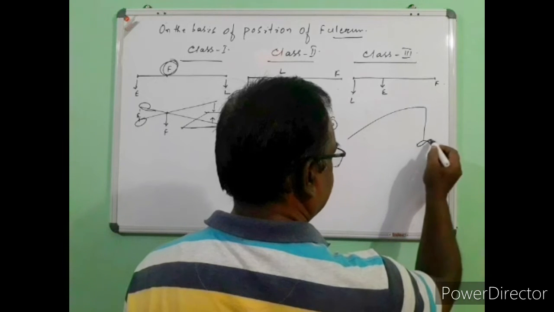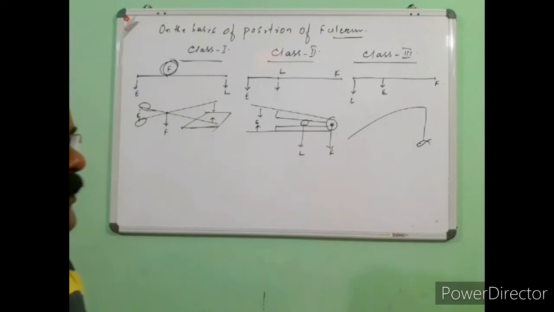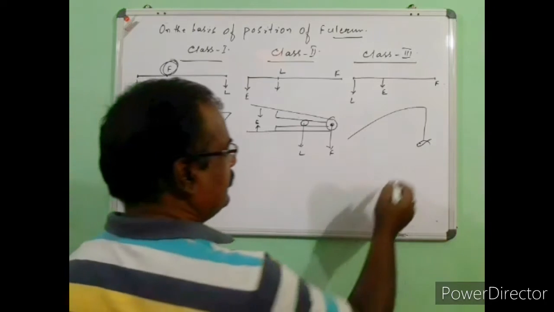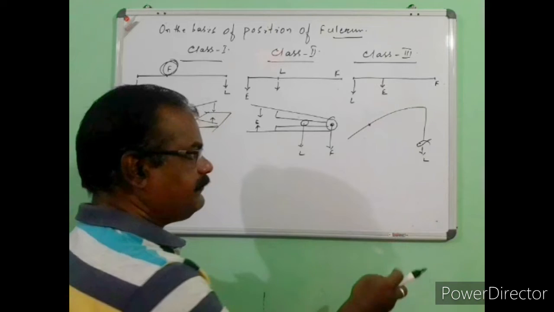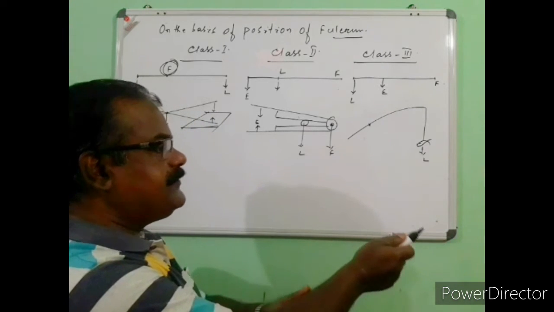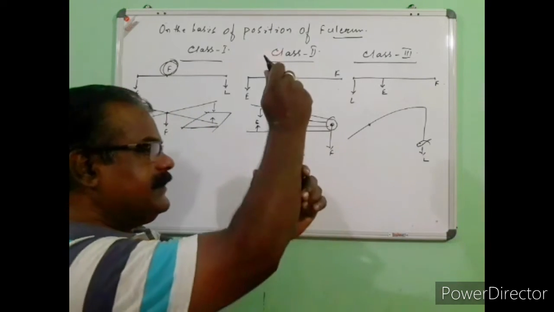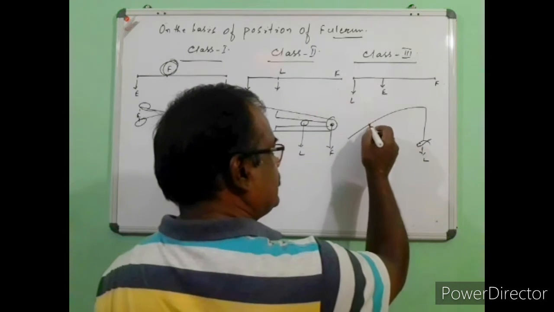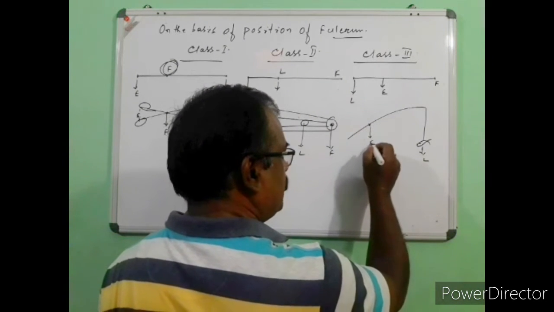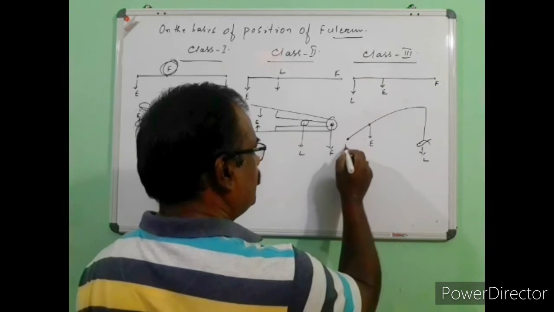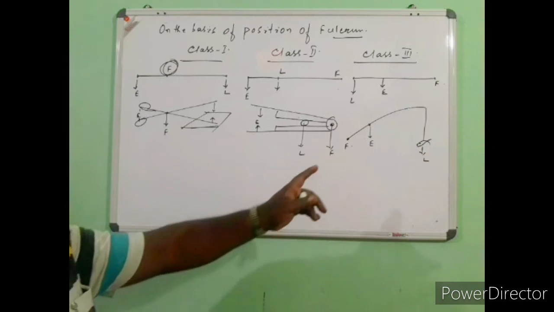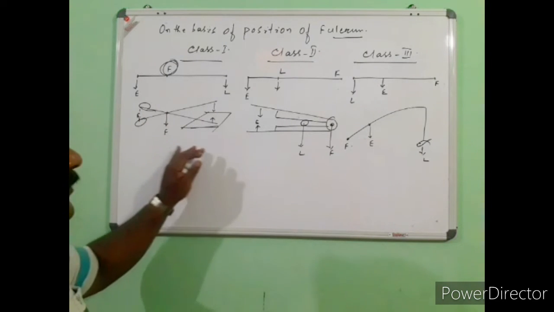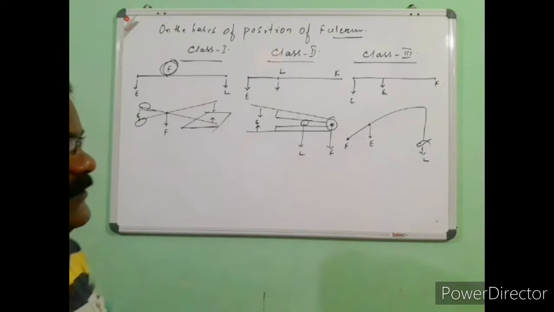Now take an example in case of class 3, like a fishing rod. You must have seen a fishing rod, which we normally use to catch fish. Here this is your load, and somewhere else we are applying the effort. In such cases we can say that this is your effort point, and therefore the fulcrum lies at this point. So in such cases we can say that this belongs to class 3 lever. So these are some of the examples or the diagrammatical representation of class 1, class 2 and class 3 levers.